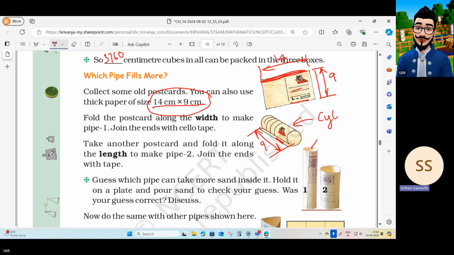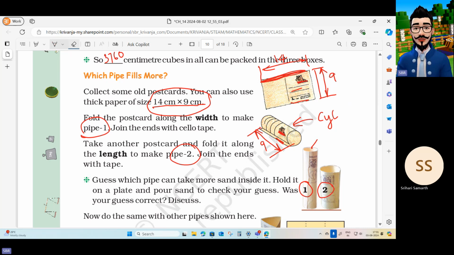Read it. Okay. Take another postcard and fold it along the length to make pipe 2. Join the end. See this one, this one, this one. See, this is pipe 2. See, the pipe 1 is this one. And pipe 2 is this one, right? Okay. Now, according to this one, can we correct the length?